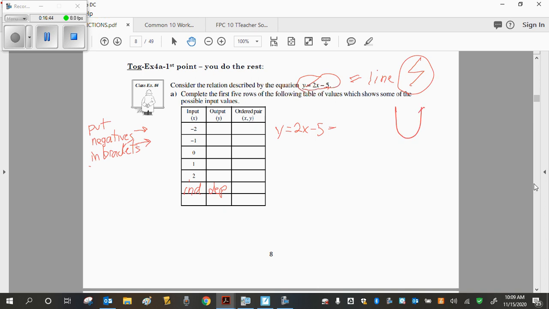Parabolas, again, you should get something like this when you have an x squared, not that. That's wrong. You know it's wrong. Look at your negative signs. You got to put them in brackets.